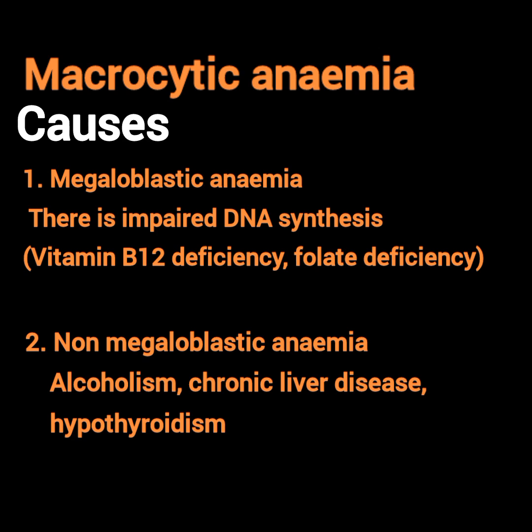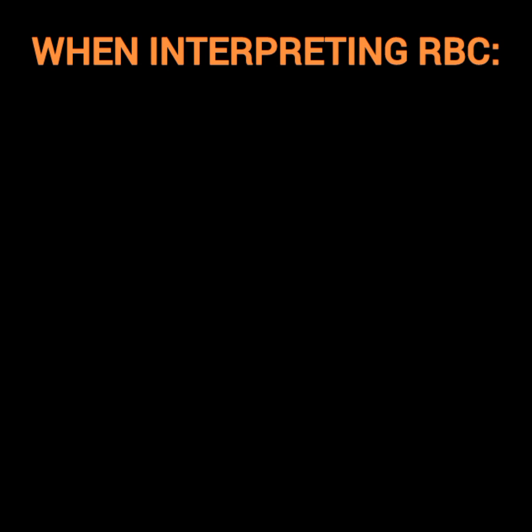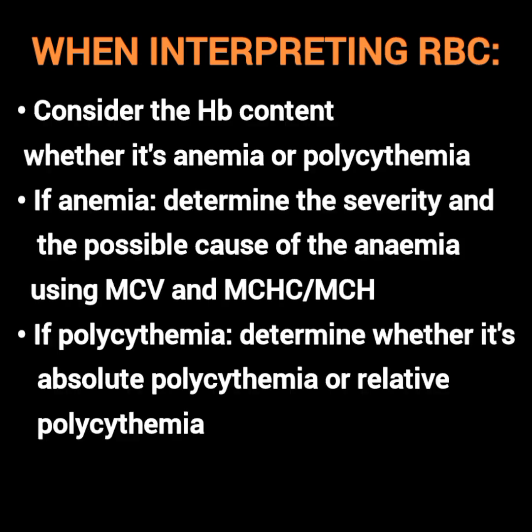When interpreting red blood cells, consider the hemoglobin content, whether it is anemia or polycythemia. If anemia, determine the severity of anemia and the possible cause of the anemia using the MCV and the MCHC. If polycythemia, determine whether it is absolute polycythemia or relative polycythemia.